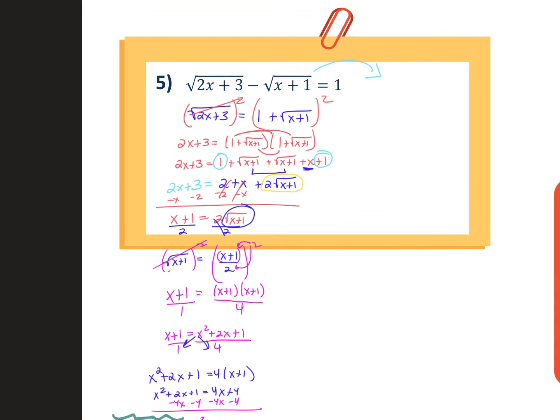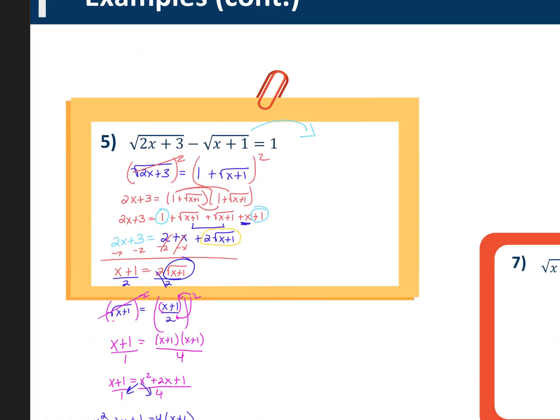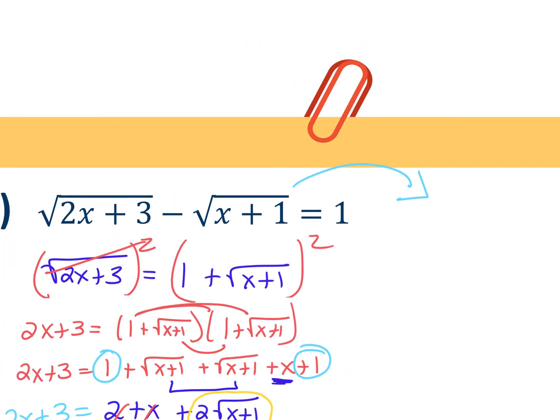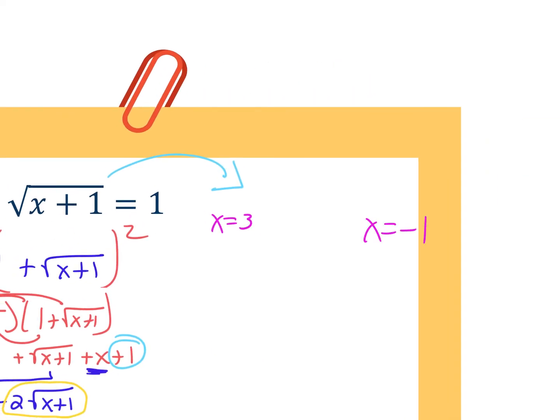That's a good question. So what were the 2 numbers we got? I forgot. Positive 3 and negative 1. So let's check real quick. X equals 3 and x equals -1.